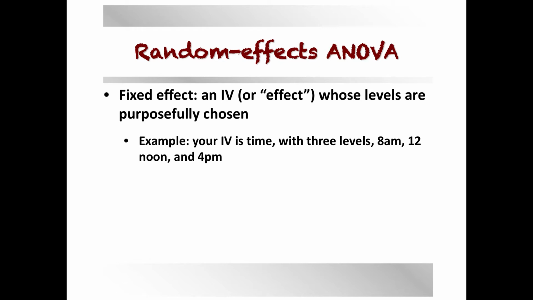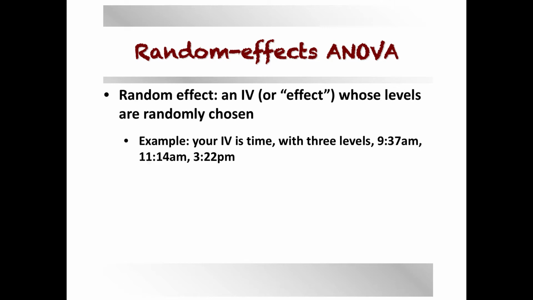And so the first example here is, let's say you're trying to select different times throughout the day. So instead of 8 a.m., 12 noon, and 4 p.m. as a purposefully chosen fixed effects IV, you have randomly selected times that came out like so, 9:37, 11:14, etc. That would be one use of a random effects design, because let's say you're just trying to get at somebody's mood throughout the day, and a random selection is helpful because you're trying to assess the mood regardless of time of day, something like that.